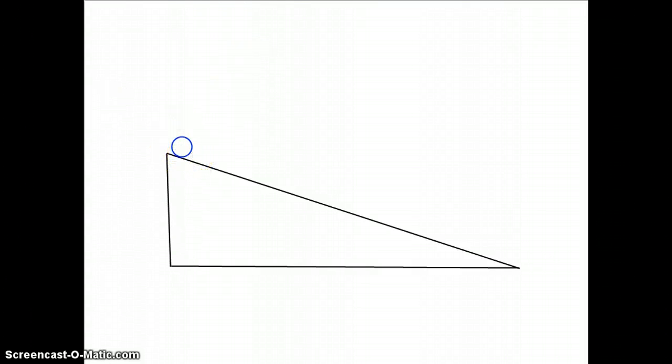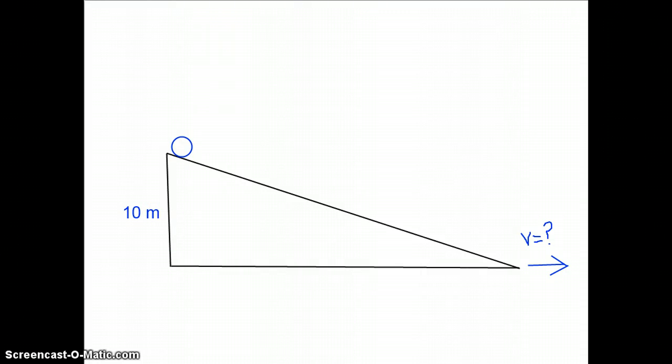And what we want to figure out is how fast this thing's going when it reaches the bottom of the ramp. So in physics terms, what we're looking for is the velocity of this marble when it hits the bottom. Alright, so we're looking for the velocity. And then let's say we know that the ramp is 10 meters high.